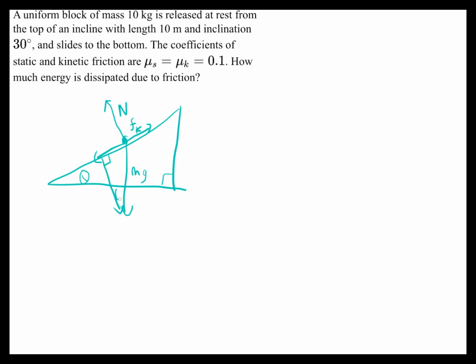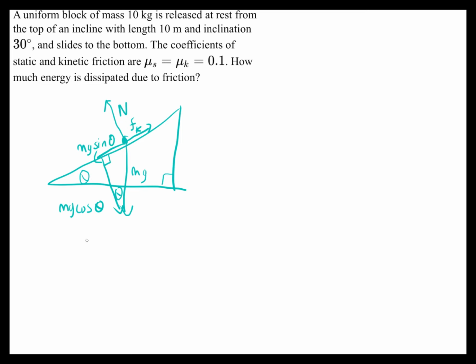So we can decompose the force of gravity into a parallel component and a perpendicular component like this, where this is the angle theta, the angle of the incline. And so from using trigonometry, this component will be mg times the cosine of theta, and this component will be mg times the sine of theta.